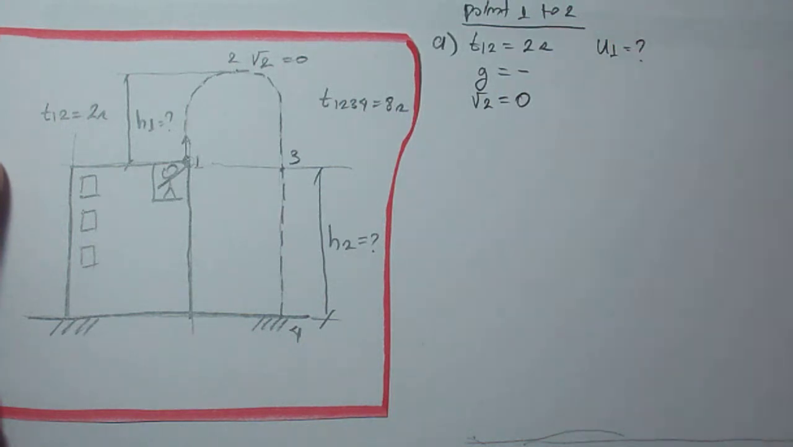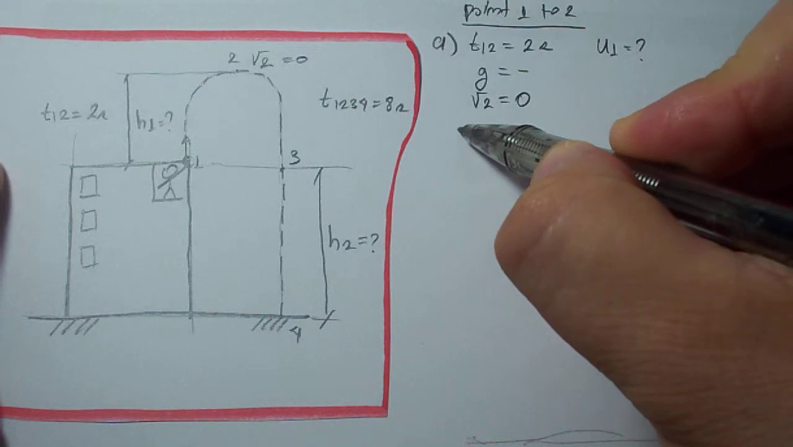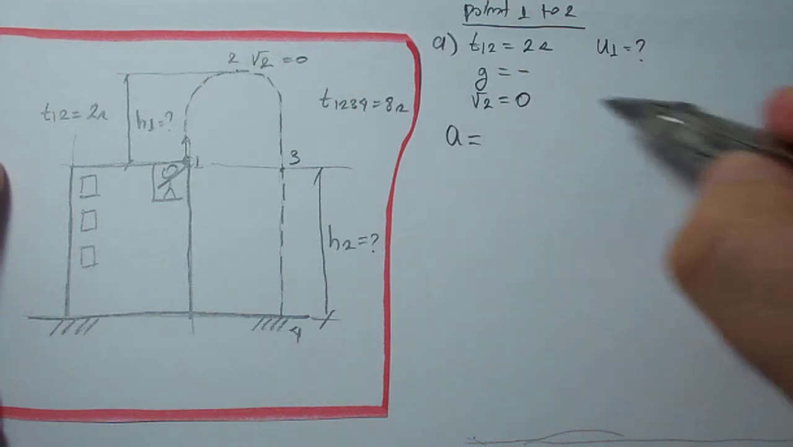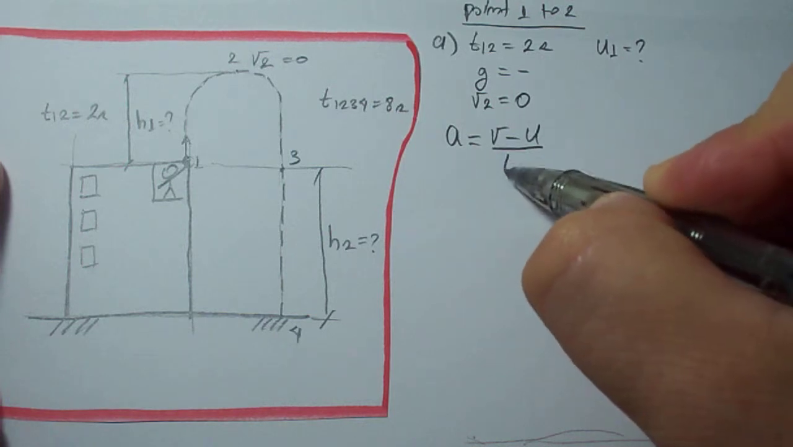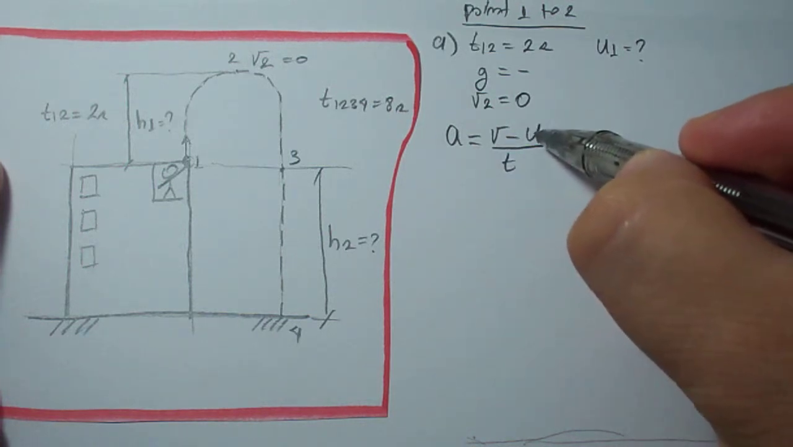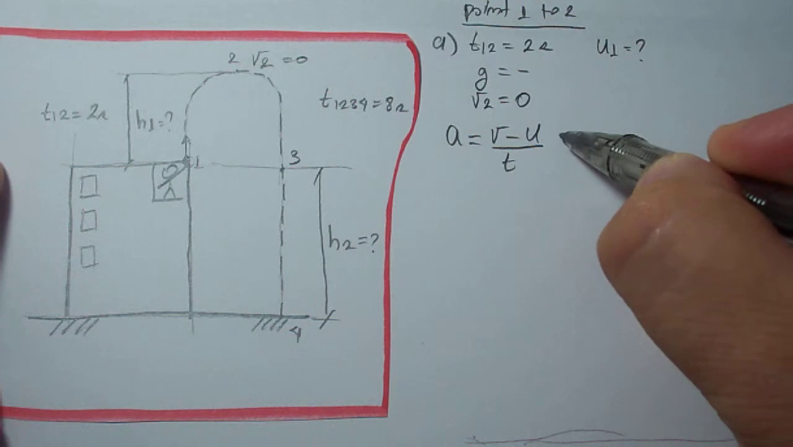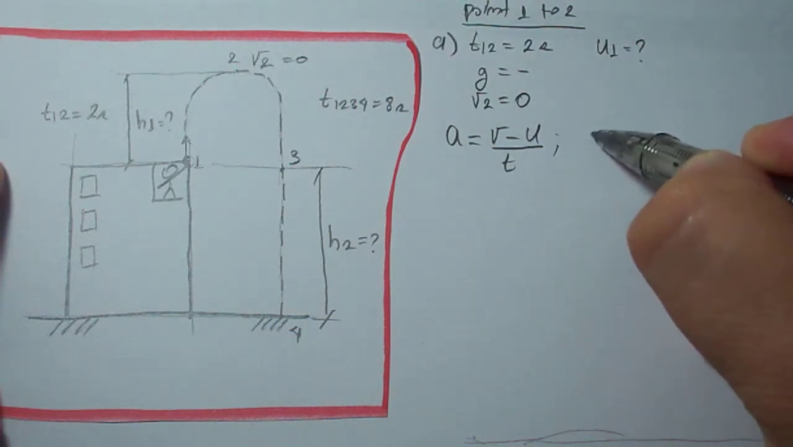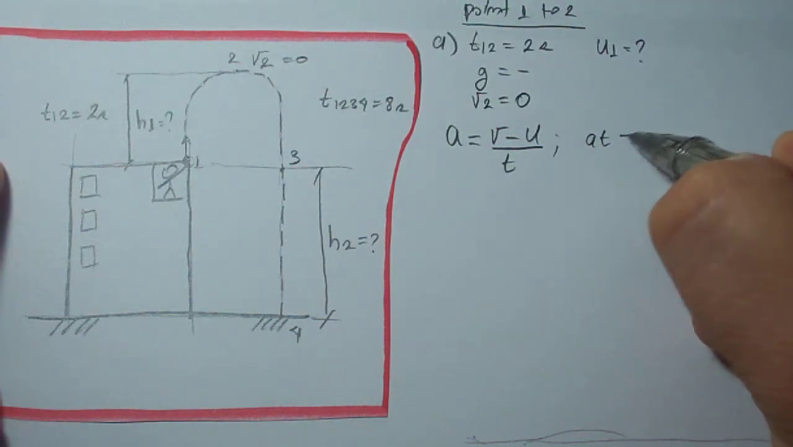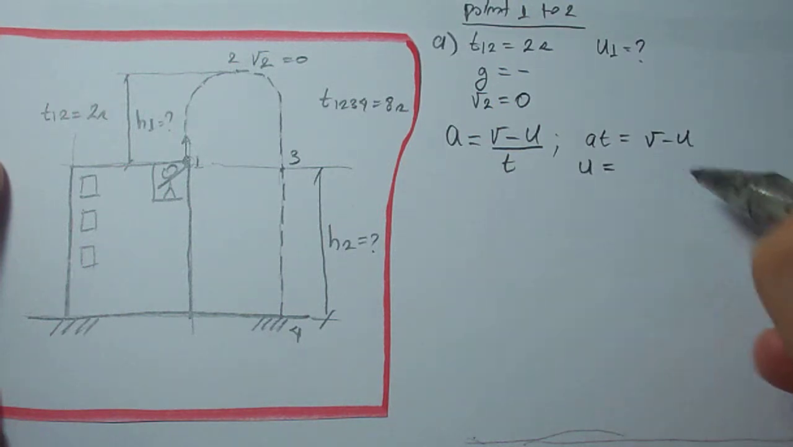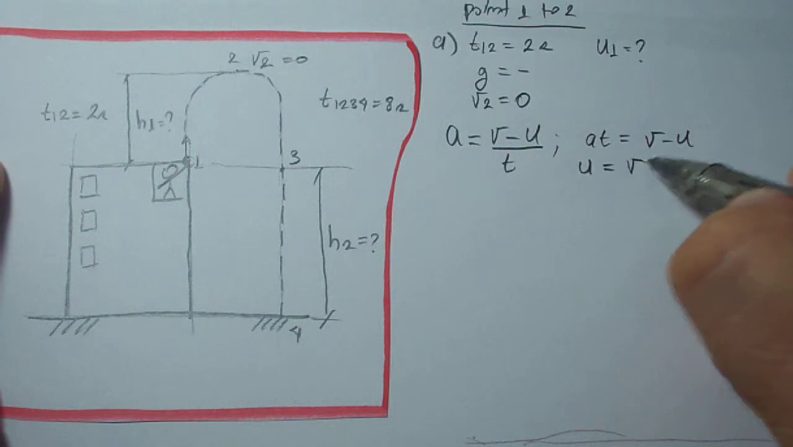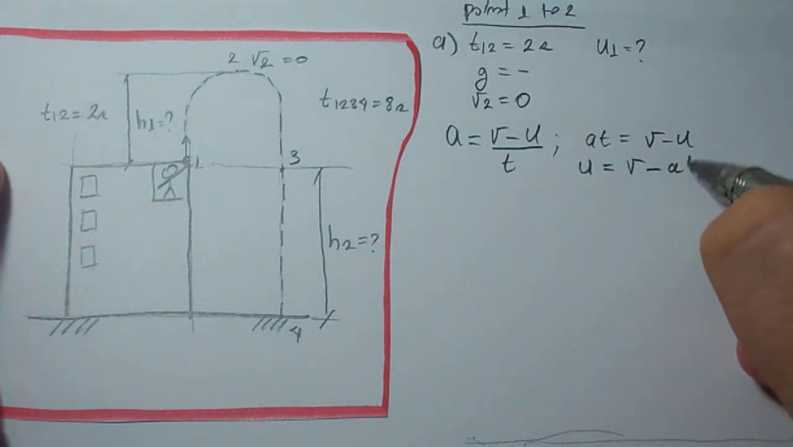So rewriting the definition of acceleration, acceleration is equal to the final velocity minus the initial velocity divided by time. And finding for the initial velocity, this will be a times t is equal to final velocity minus initial velocity. Initial velocity will therefore be equal to final velocity minus acceleration times time.